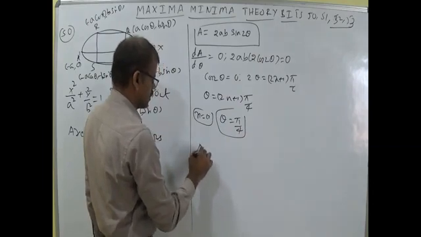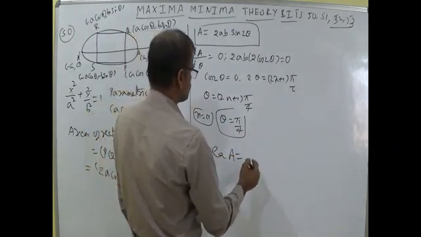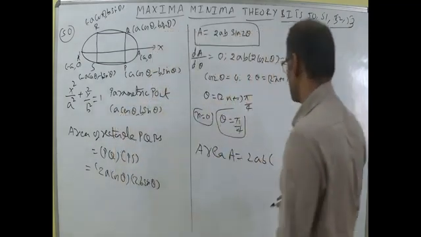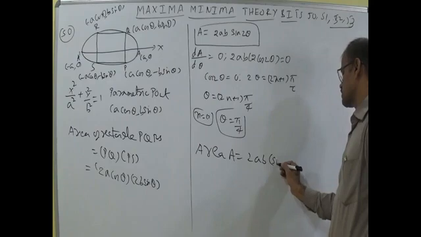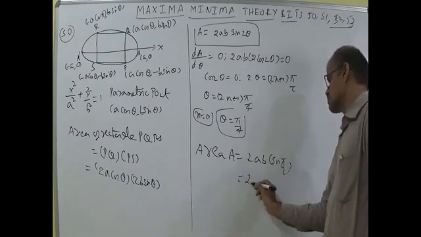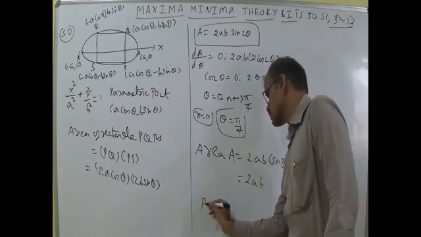Now the area. Substitute the value: 2ab times sin 2θ. What is the value of sin 2θ? It is simply sin 90, so it becomes 1. So the area is equal to 2ab. This one is also important, students.